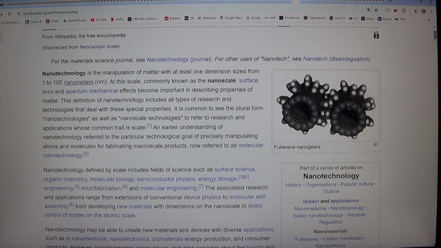It is common to see the plural form nanotechnologies as well as nanoscale technologies to refer to research and applications whose common trait is scale. An earlier understanding of nanotechnology referred to the particular technological goal of precisely manipulating atoms and molecules for fabricating macroscale products, now referred to as molecular nanotechnology.